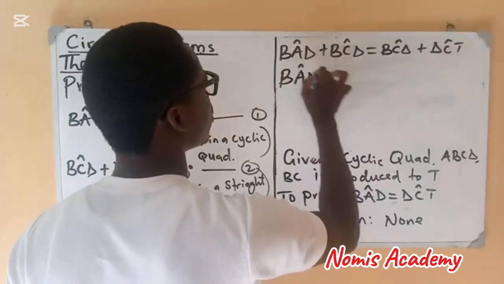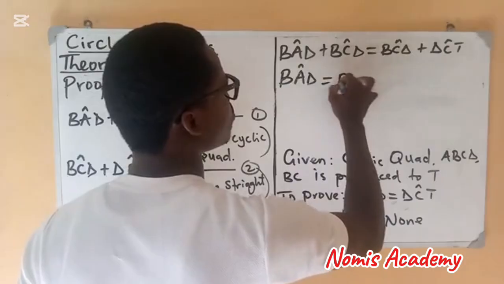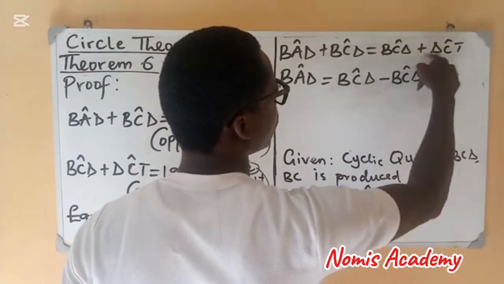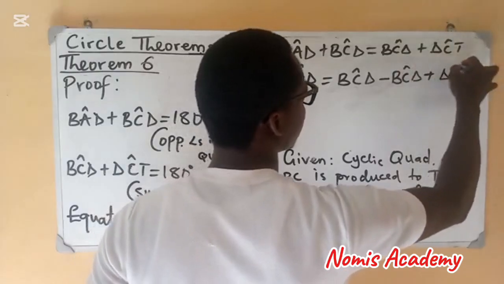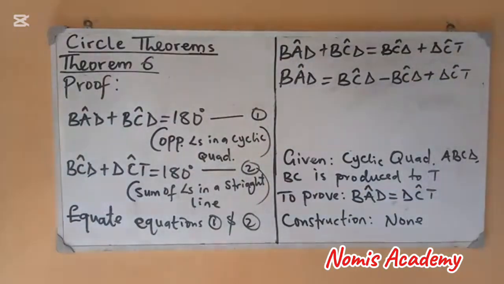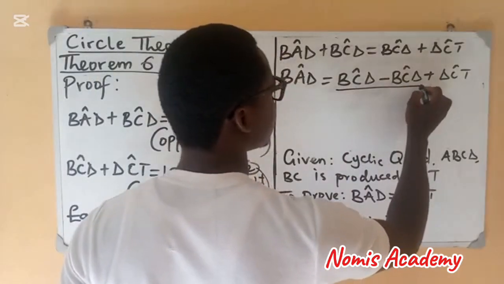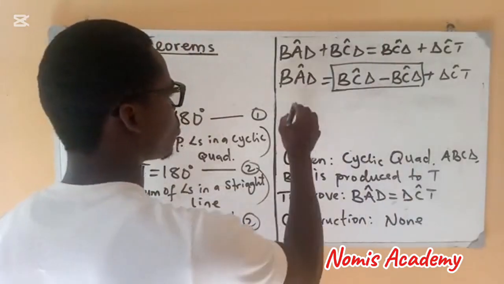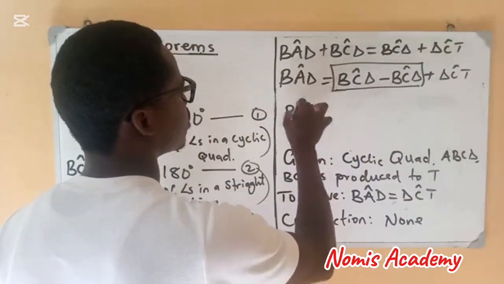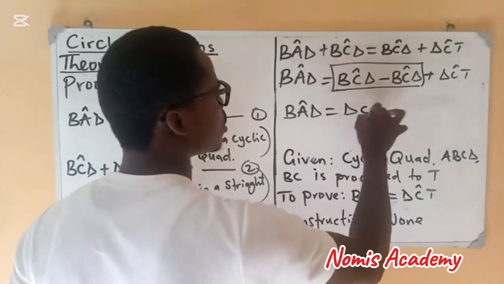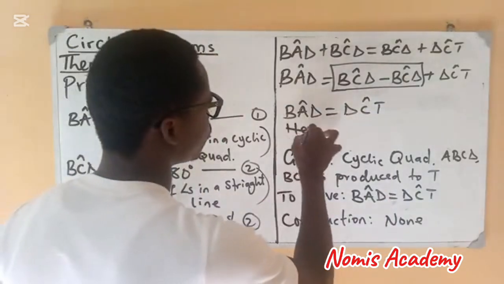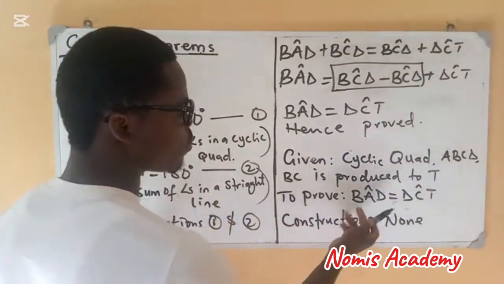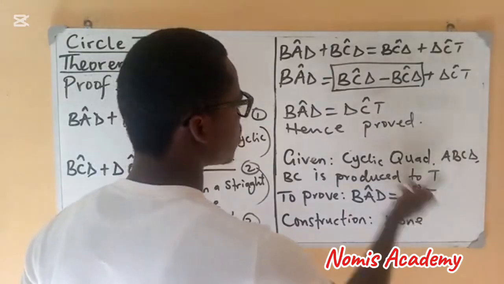BAD is equal to BCD minus BCD plus DCT. Okay, so we have that. Now you can see, since this is negative, it is subtracting from itself, so that is 0. We have BAD is equal to DCT. Okay, hence proved. So this is what we are asked to prove. We are to prove that BAD is equal to DCT, and that's what we have here.